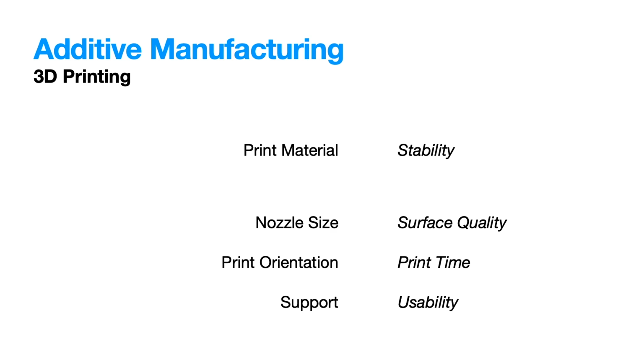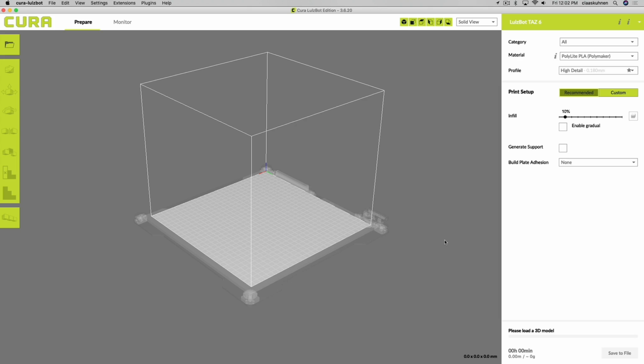I have prepared a set of STL files which I will load into Cura, and then I will demonstrate to you how we're setting up our prints in Cura for general 3D printing. We're now in Cura. As you can see, I work with the LulzBot edition. I like the LulzBot edition because I can have access to the TAZ 6 printer.